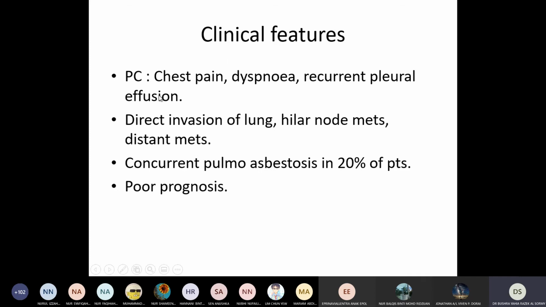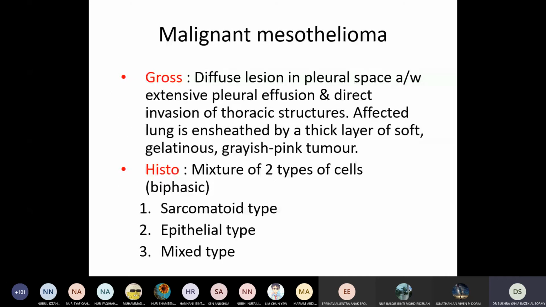What are the clinical features? Usually patients have chest pain, dyspnea, and recurrent pleural effusion. There is direct invasion of the lung, hilar node metastasis, and also distant metastasis. It is concurrent with pulmonary asbestosis in 20% of patients, and it has a poor prognosis. Mesothelioma is not common, but it is more common in industrial countries.